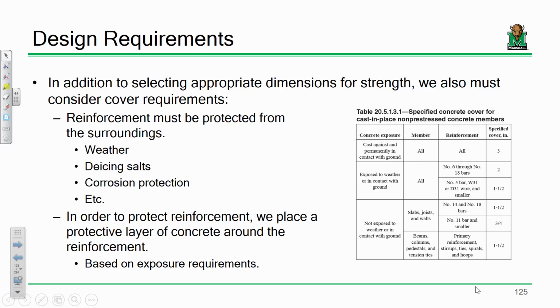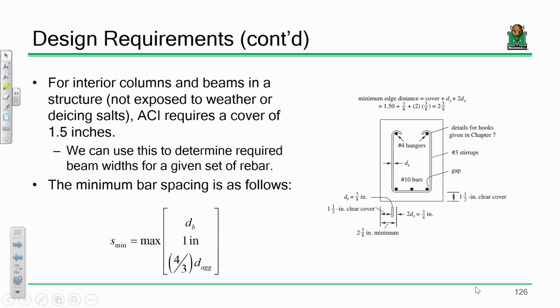So if we have something exposed to the weather or in contact with the ground, the cover requirements are going to be a bit more stringent. For internal beams in buildings and things like that, for your primary reinforcement cover, your stirrups, ties, usually the cover is about 1.5 inches. All right. Why is that important? Well, here's the thing. I think that this table makes a lot of sense, but I haven't really explained that table. Okay? So let me explain that table.